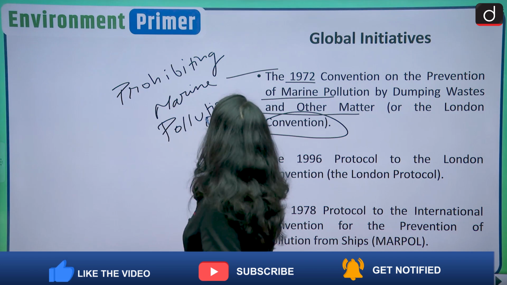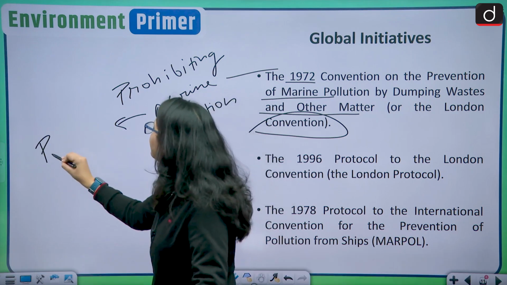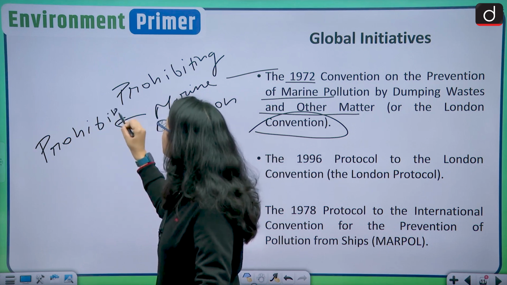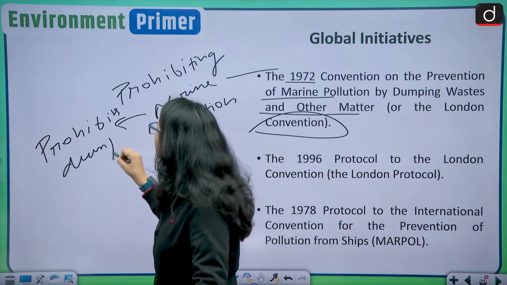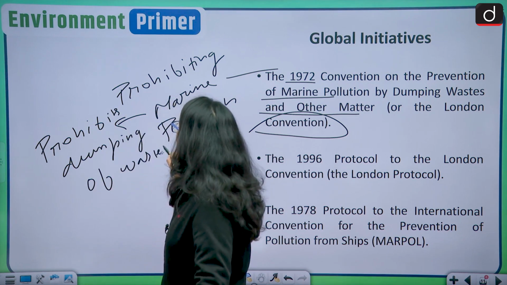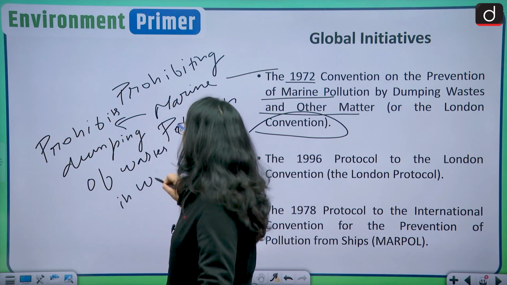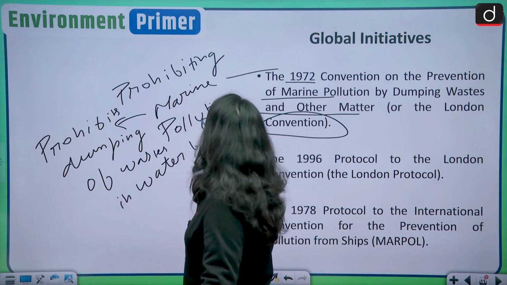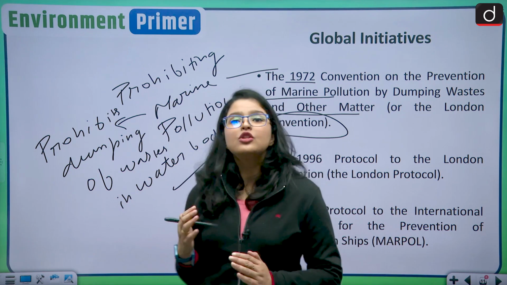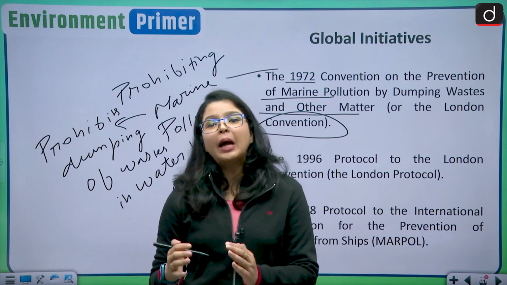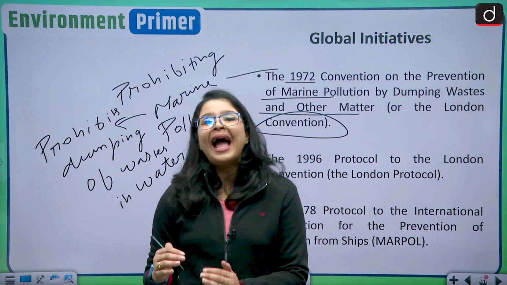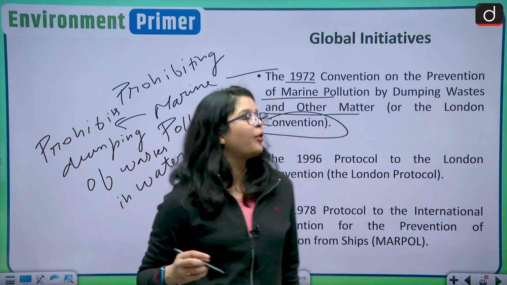It prohibits dumping of wastes in the water bodies. So it explicitly prohibits the dumping of plastic waste and other kinds of waste in the water bodies, and that is why this convention is very important.